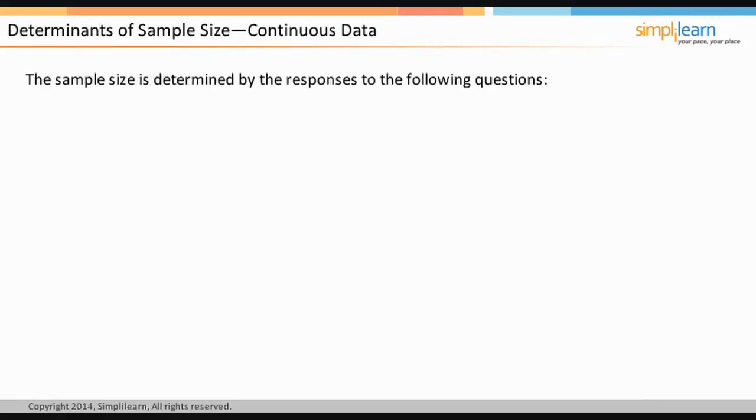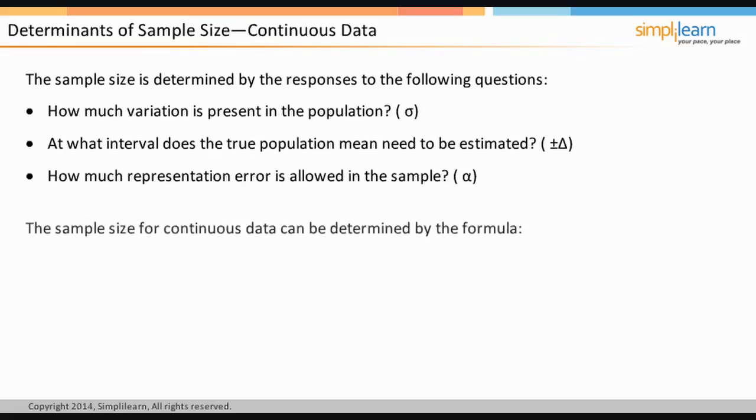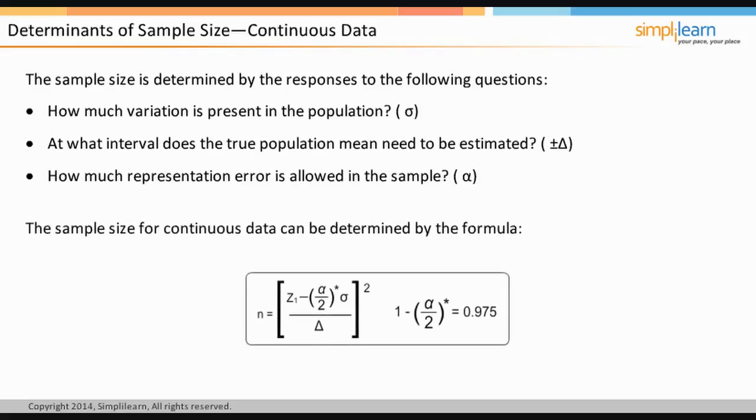The sample size can be calculated by answering 3 simple questions. How much variation is present in the population? At what interval does the true population mean need to be estimated? And how much representation error is allowed in the sample? Continuous data is data which can be measured. The sample size for continuous data can be determined by the formula shown on the screen. We will learn about the standard sample size formula for continuous data in the next screen.